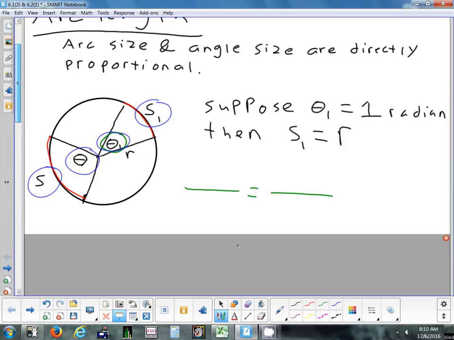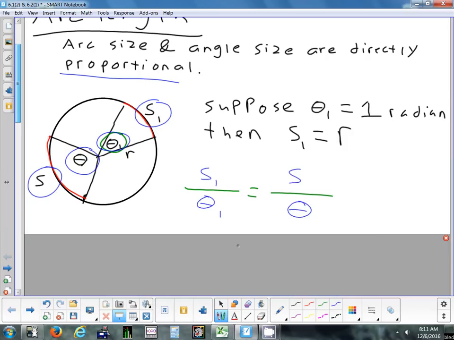Yep, Dave? S1 over theta 1, divided by, equals, and then theta over S. So you weren't consistent on each side. All right, so then S over theta. Right. If you put arc length in the top, angle in the bottom, arc length in the top, angle in the bottom, that works. The reason you can do that is because arc length and angle size are proportional, so you can set up a proportion.